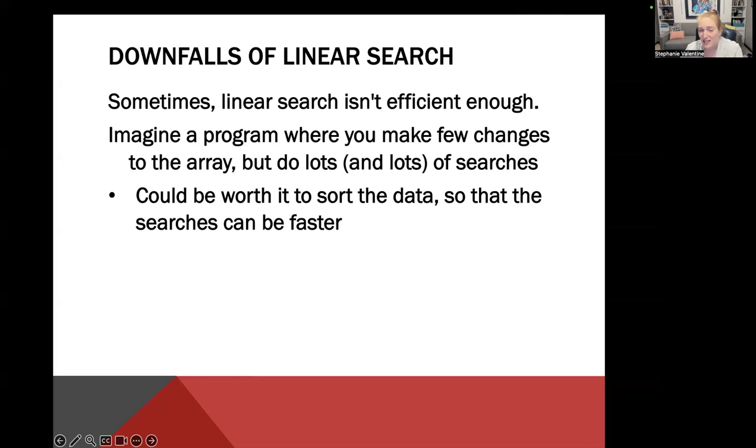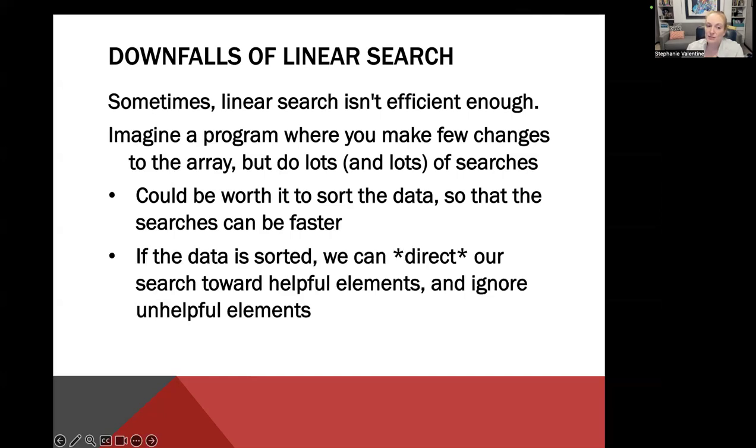If it's sorted, then you can kind of guess where in the array the item that you're looking for might be. And while it does cost some computation time to sort the data, if you aren't changing the array that often and you are searching a lot, spending that time sorting so you can search faster is a really good trade-off. And as I mentioned before, if the data is sorted, we can direct our search toward helpful elements. And there are unhelpful elements, certainly, that are way bigger than what we're looking for, or way smaller than what we're looking for, and we can just ignore them if the data is sorted.